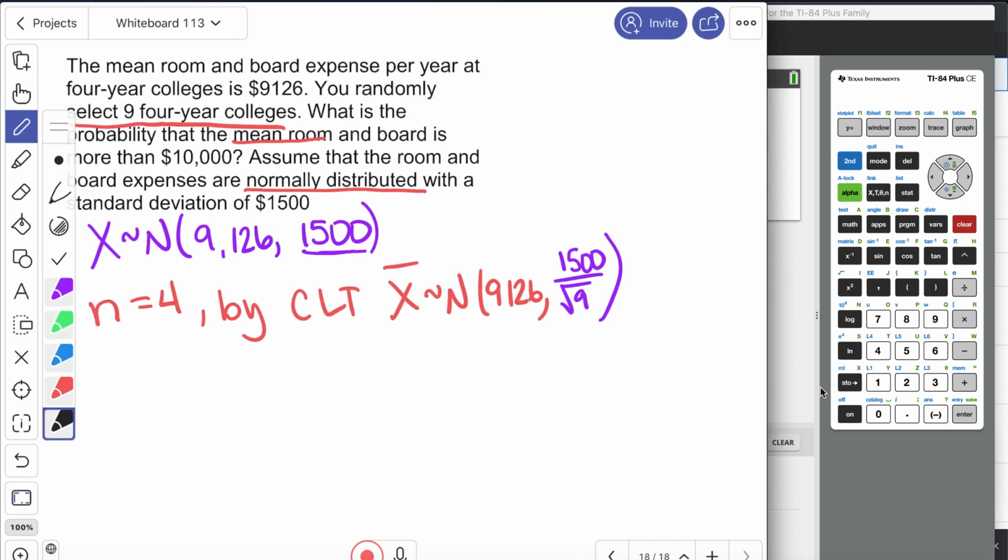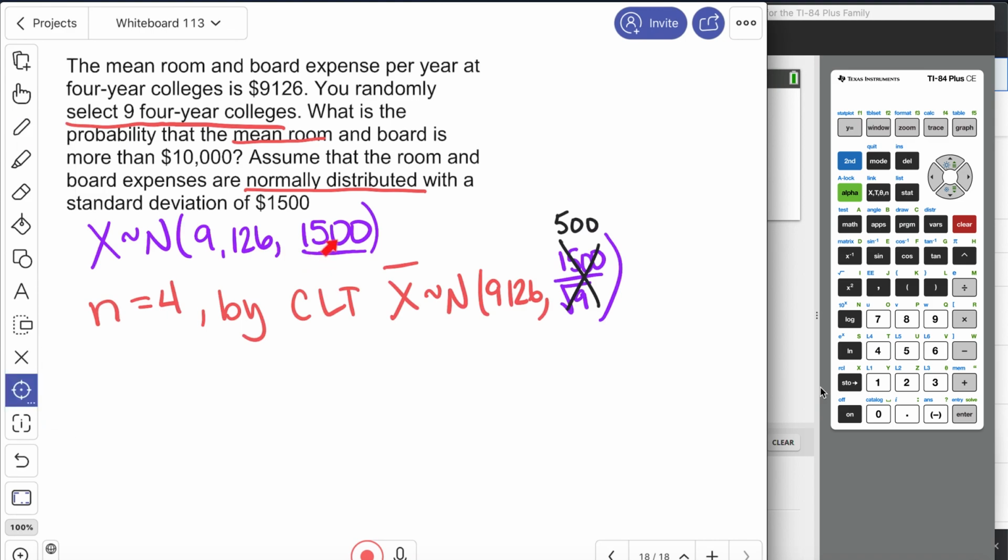Remember, 1,500 is the actual standard deviation. The standard error should always be smaller. So 1,500 divided by the square root of 9 is just 500. So we've literally cut the standard deviation to a third of what it was by adding more numbers to the sample, which made it smaller. Now, because we know it's following the central limit theorem, which means it's approximating a normal curve, we'll draw a normal curve.